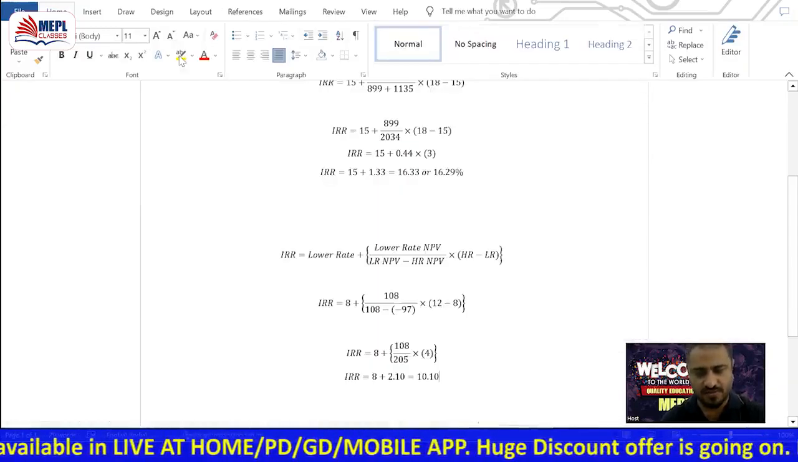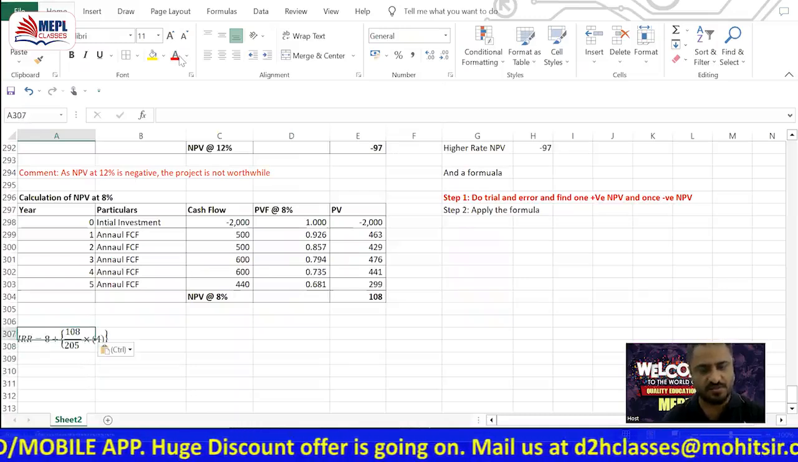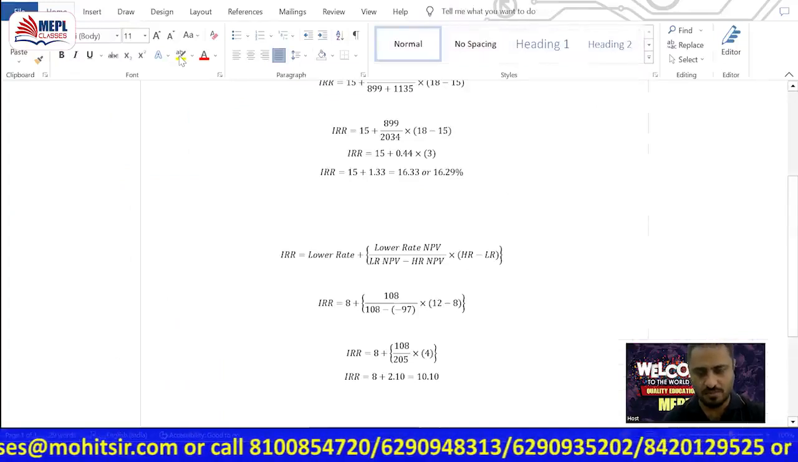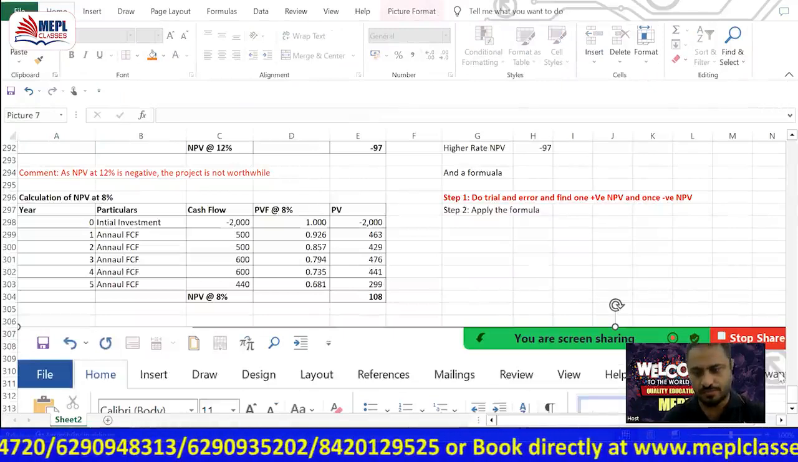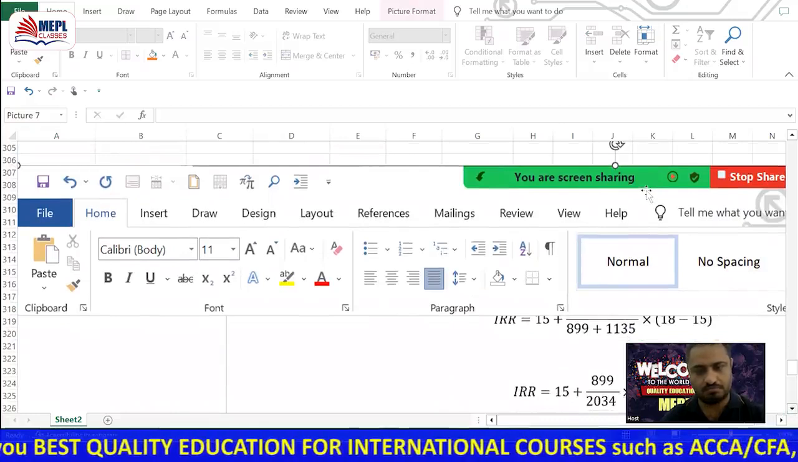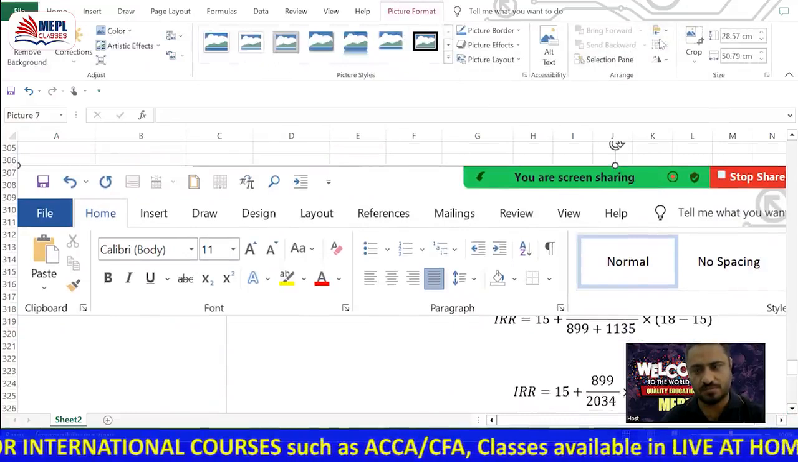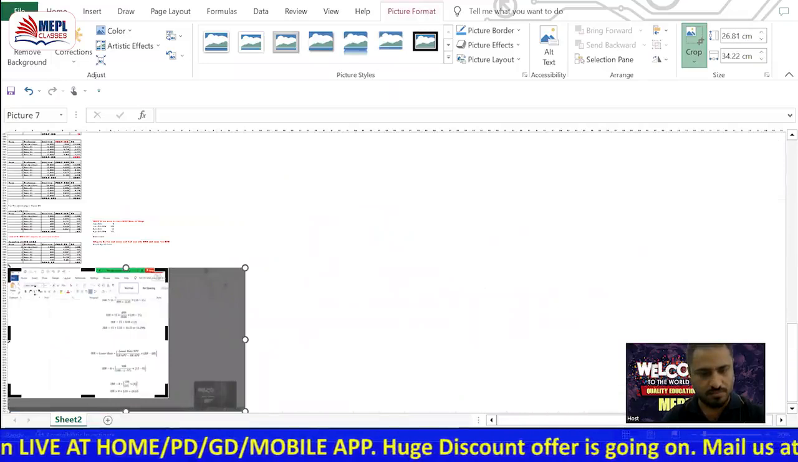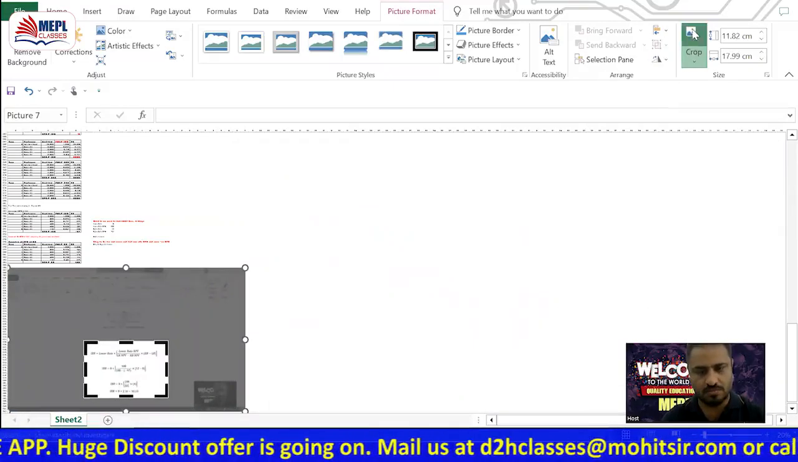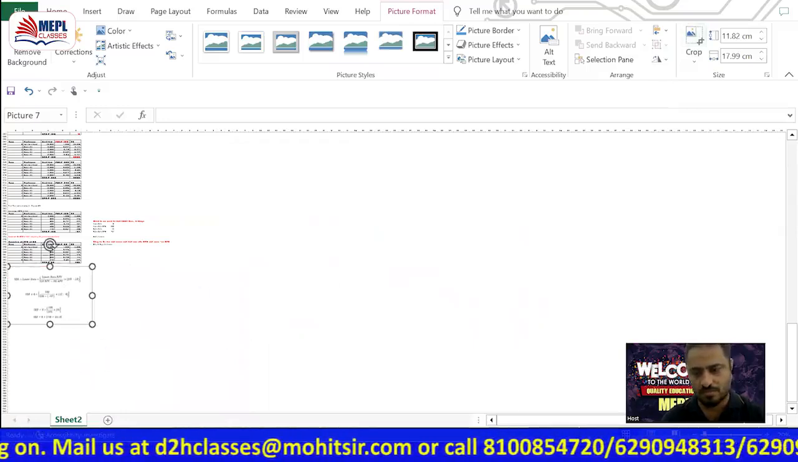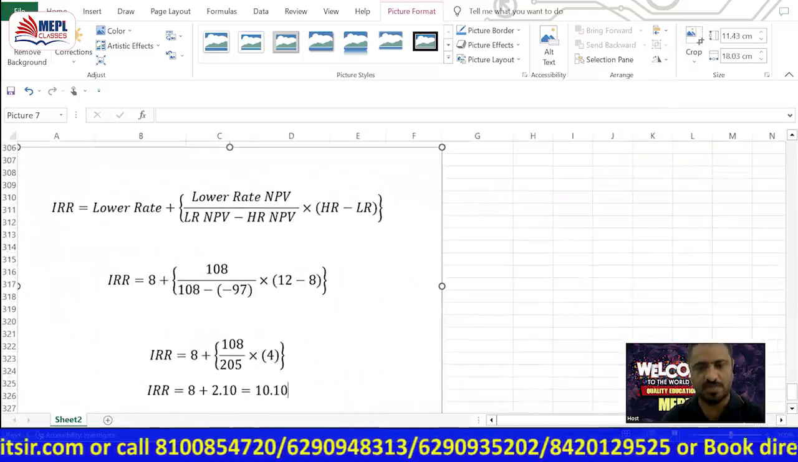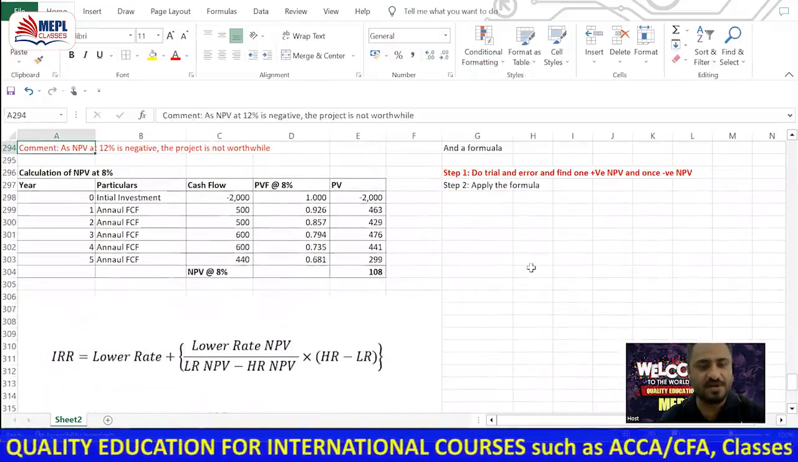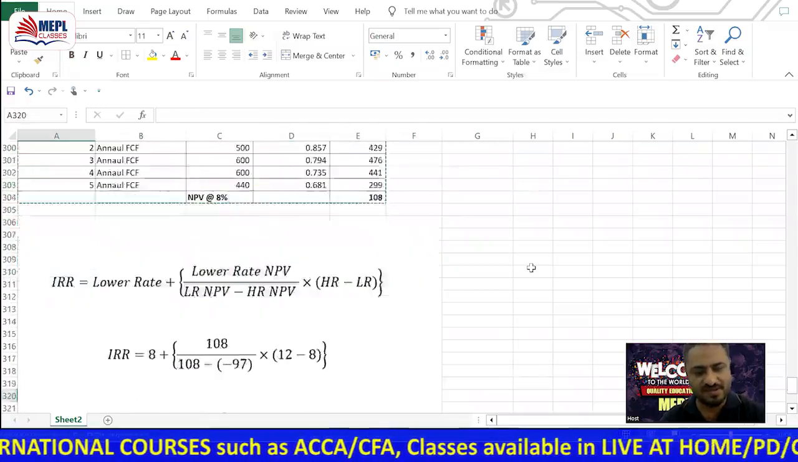So I can always screenshot this and paste it here. So as per the formula, my IRR is 10.10. There is no need to cross check and examine it. That will be the final answer. A fraction of difference will be there, but that is acceptable.